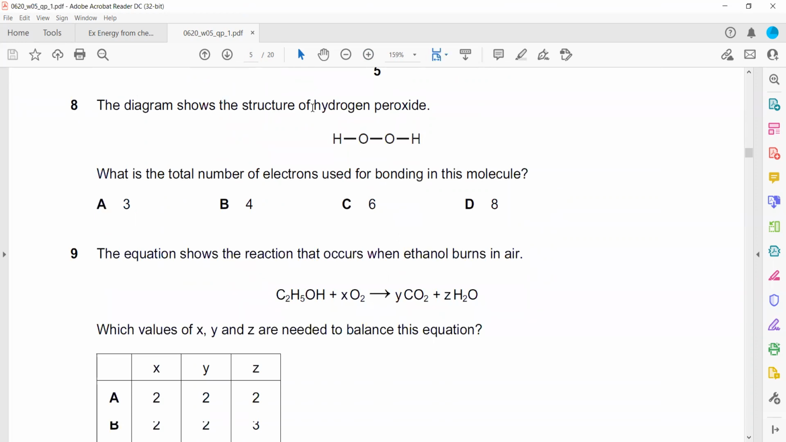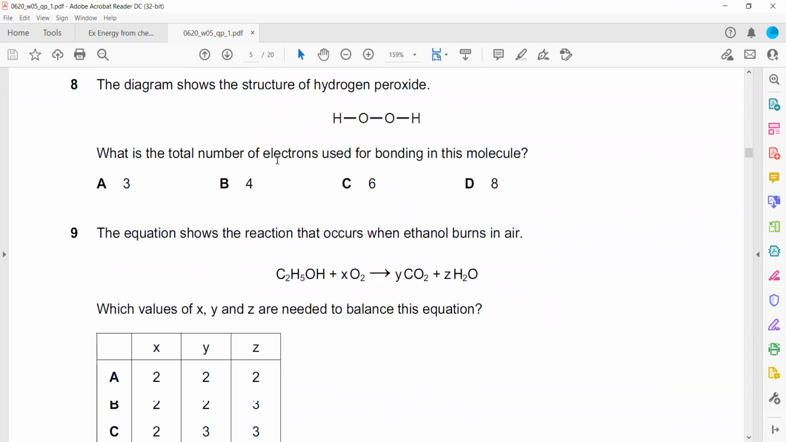The diagram shows the structure of hydrogen peroxide. What is the total number of electrons used in the bonding? As we discussed, one line represents 2 electrons. Whenever there is one line, it represents 2 electrons involved. So this is 2, 4, 6. That's why C is the right answer.